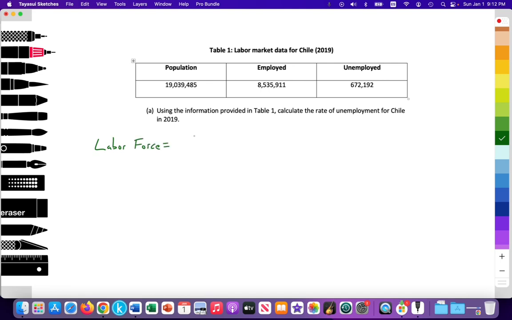We want to remember that the labor force is a simple formula. The labor force is equal to the quantity of employed labor plus the quantity of unemployed labor. So we want to add those two values up, and then we'll have our total labor force. So here we have the quantity of our employed labor, and here we have the quantity of our unemployed labor.